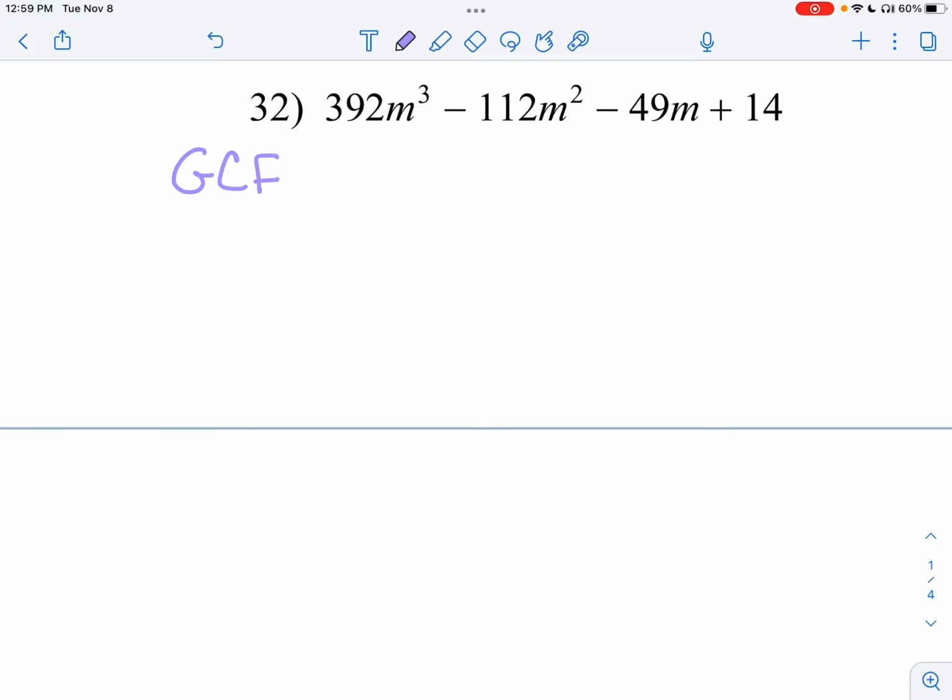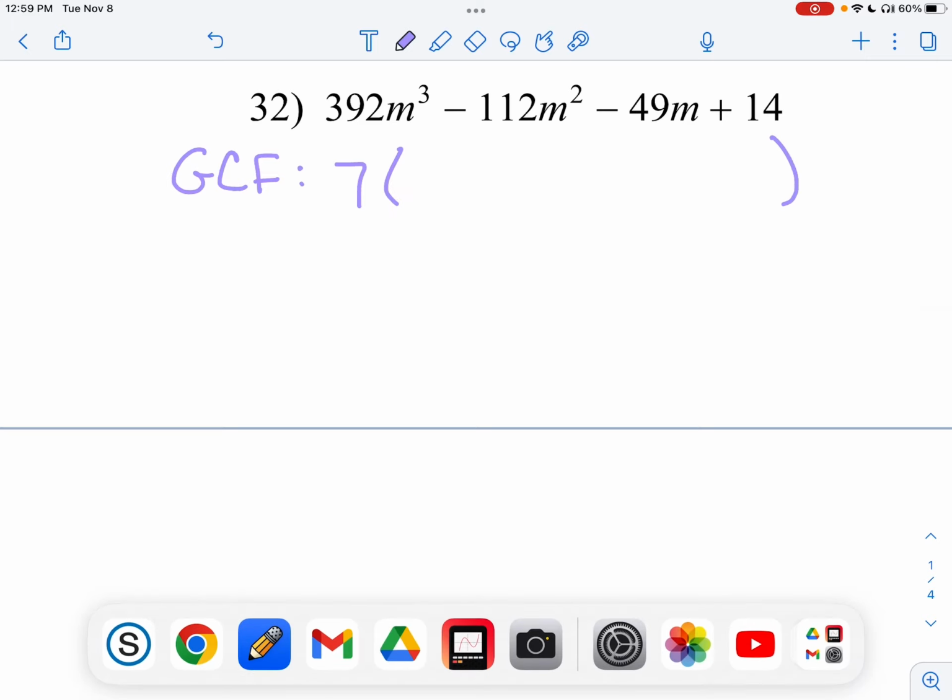So the GCF in this case is a 7. They don't all have an M. So I'm going to grab my calculator back.